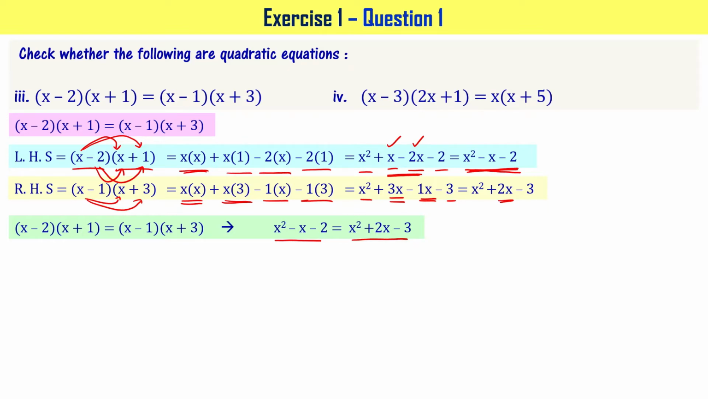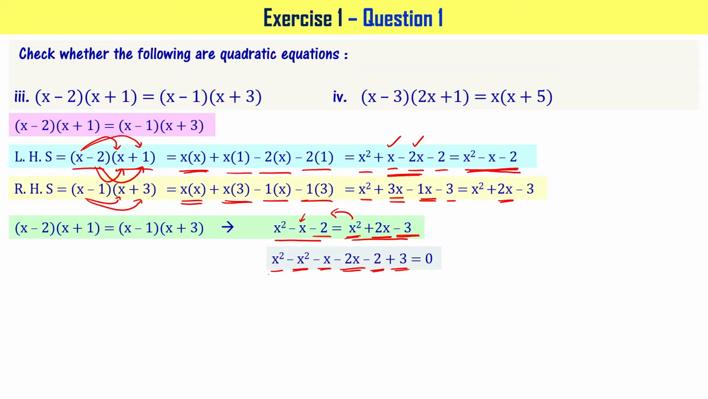We can further rearrange this equation such that I can take all these terms on right hand side to the left hand side so that I will have only 0 on the right hand side. When you do that, the equation becomes like this: x square and this x square becomes minus x square and this minus x is written as is and this plus 2x becomes minus 2x and minus 2 is written as is and this minus 3 is becoming plus 3, right? Now that is equal to 0.